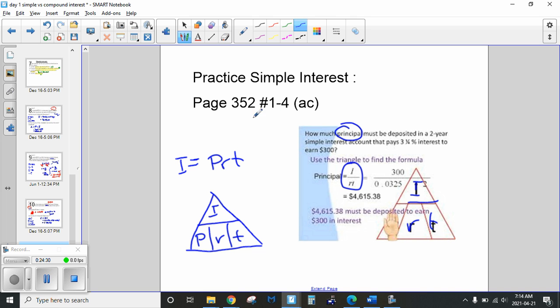So there is a little bit of practice for this, page 352 in your textbook. If you didn't happen to bring your textbook home, I don't know where you would have left it, but let me know and I can send you a photo of the corresponding pages so you can do that homework.